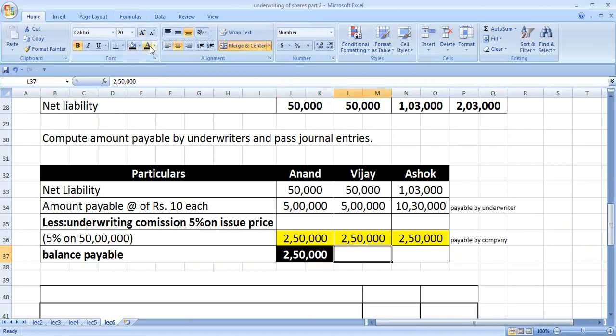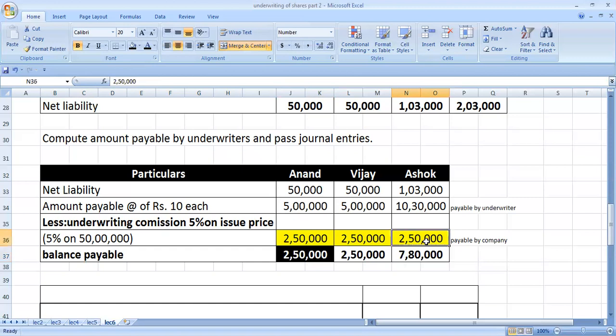Same in the case of Vijay. Vijay's amount payable for subscription of 50,000 shares is 5 lakh. Out of 5 lakh, he will deduct his underwriting commission 2,50,000 and the amount payable to the company is 2,50,000. In the case of Ashok, the amount payable to the company for subscription of 1,03,000 shares is 10,30,000. आउट ऑफ 10,30,000 जो वो पे करने वाला है कंपनी को, उसमें से वो अपना कमीशन पहले डिडक्ट करके लेगा.